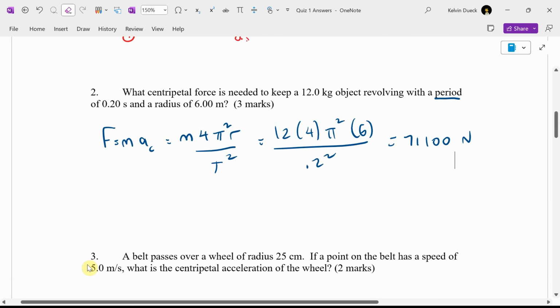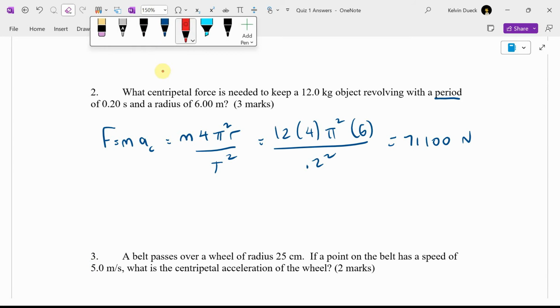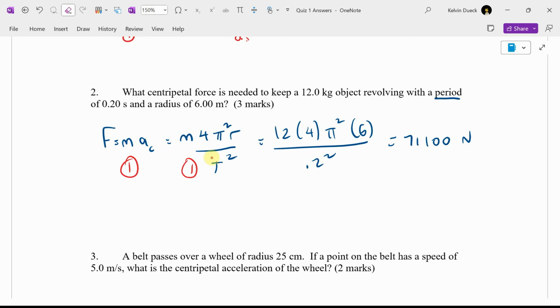Now, I don't know why I made this one worth 3 marks. I need to change that, but I guess it's going to be 1 mark, 1 mark, half mark, half mark.